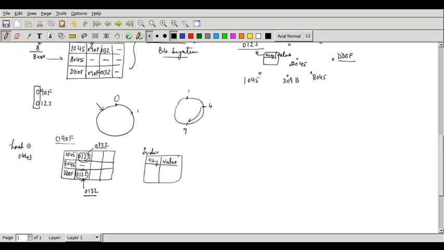Now, of course, in this mechanism, there is a problem. If I look at a timeline, 090F appeared at this time. Then, of course, the entry got updated, and 0123 has given it to 090F. Now, should 0123 immediately remove it?